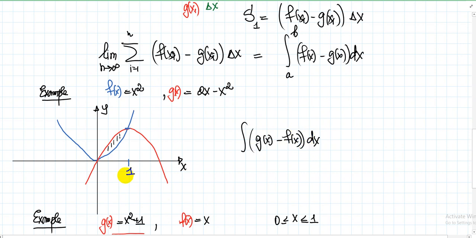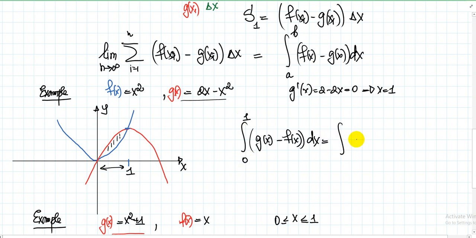So this point is 1, right? We figured this out because the derivative of this one, g prime of x, is equal to t minus tx. If you equalize this to 0, it gives you x equal to 1. Okay? So from where to where does x change? From 0 to 1. Okay? The rest is the simple technique.